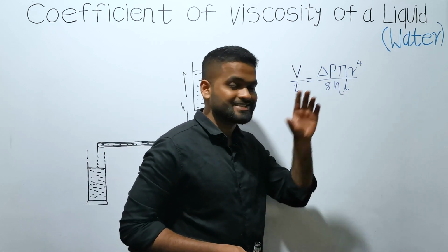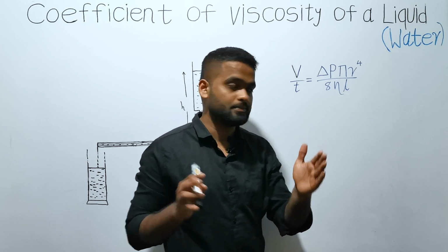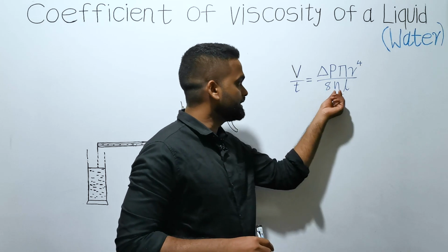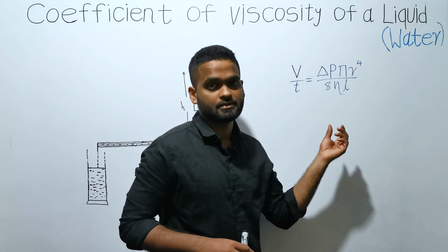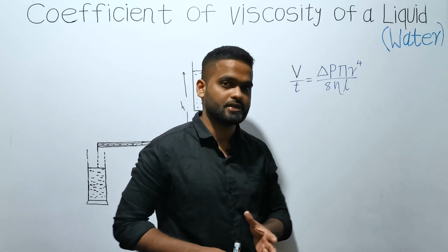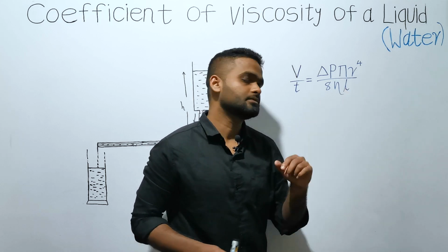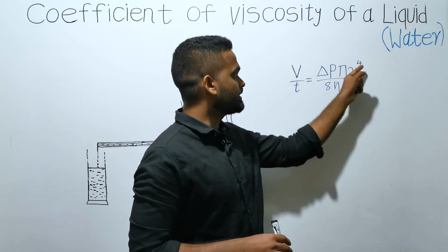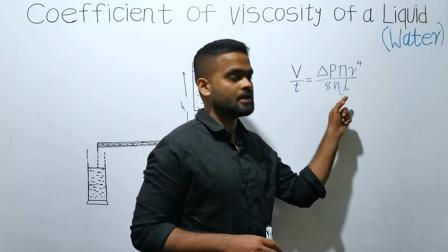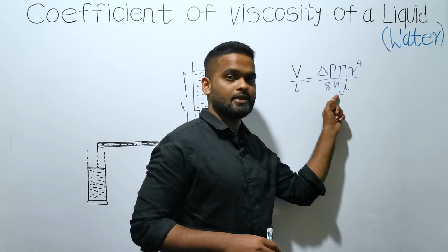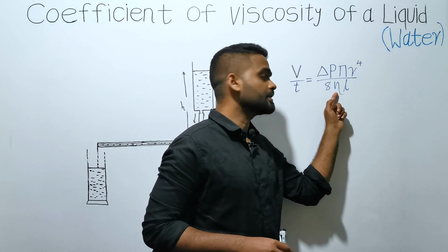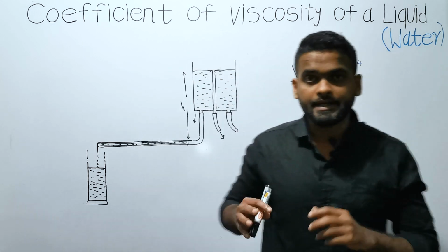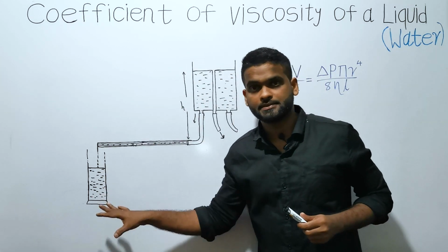And delta P is the pressure difference at the ends of the pipe. R is the internal radius of the pipe. Eta is the viscous coefficient of the liquid, which we are going to measure here. And this L is the length of the pipe. So if we can measure these quantities except eta, we can calculate a value for the viscous coefficient of the liquid. For this, we need this experimental setup.